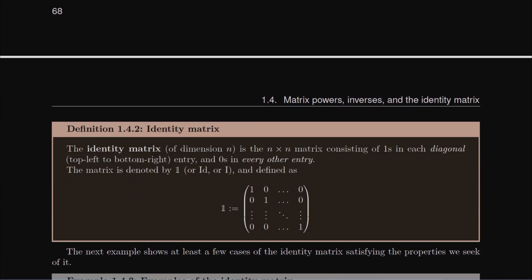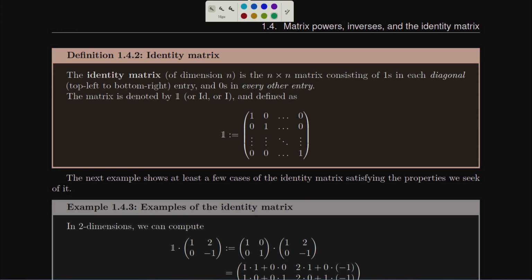Well, it turns out we have a definition for the right choice. The definition, and the name we give this matrix, is called the identity matrix. Identity is a mathematical term that means leaves something unchanged. Okay, so in this case, it's leaving other matrices unchanged when you multiply by it. So it's called the identity matrix, and it's defined as 1s along the diagonal.